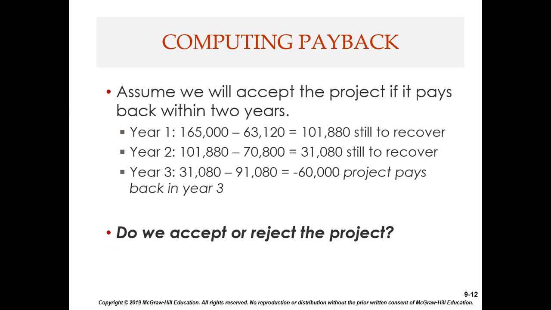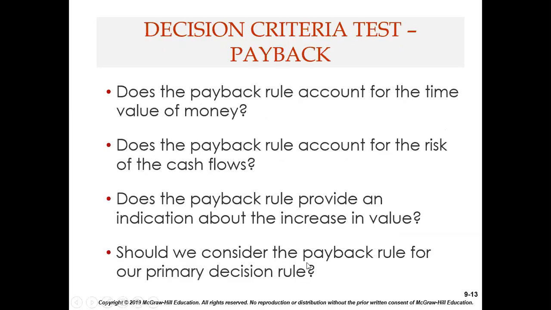So you initially outflow $165,000. The first year you get $63,120 of it back. The next year you get $70,800 of it back. So you still have, by the end of the second year, $31,080 to get back. In the third year, you make $91,000. So you make back your entire amount plus some. Do you accept or reject it? Well, you wanted to make it back within 2 years, so you would reject this.